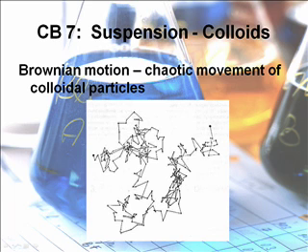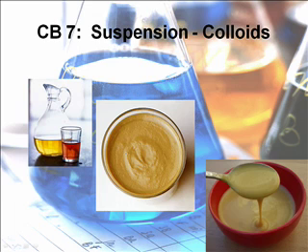There's also something called Brownian motion, and that's the reason for this. The particles are randomly moving around, and as the light travels through there, it causes the light to scatter. All right?